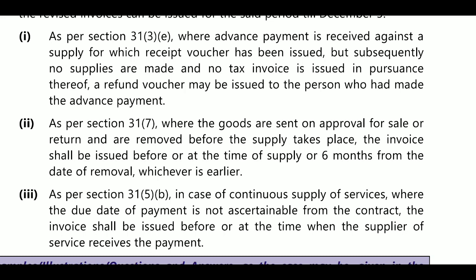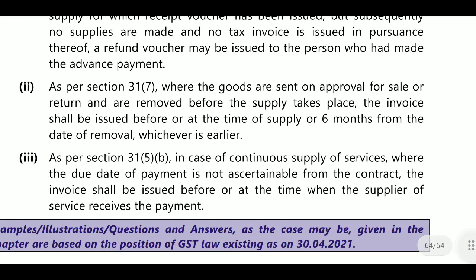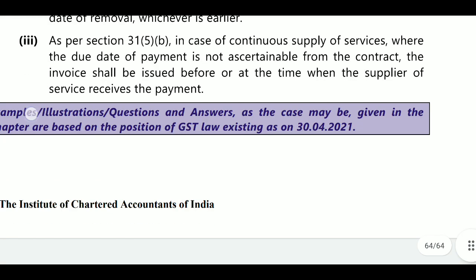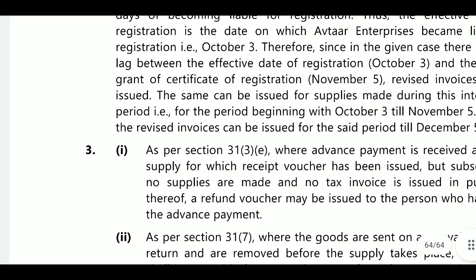So, here in the second case we are issuing an invoice, and in the first case we are issuing a refund voucher. In the third case, as per section 31(5)(b), in case of continuous supply of service where the due date of payment is not ascertainable from the contract, the invoice shall be issued before or at the time when the supplier of services receives the payment. This is related to debit note, credit note related invoices related questions.